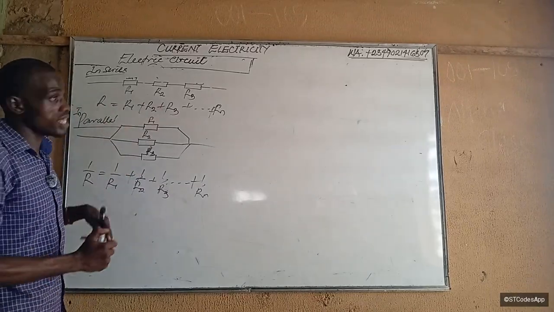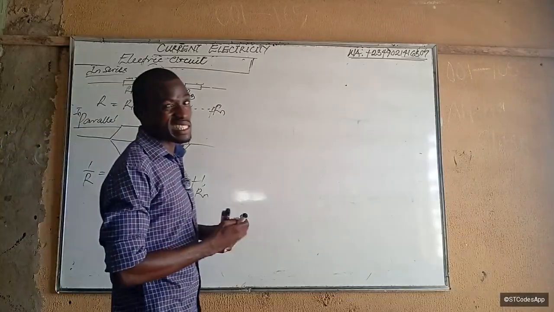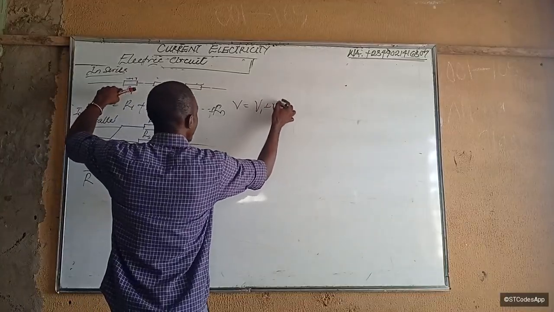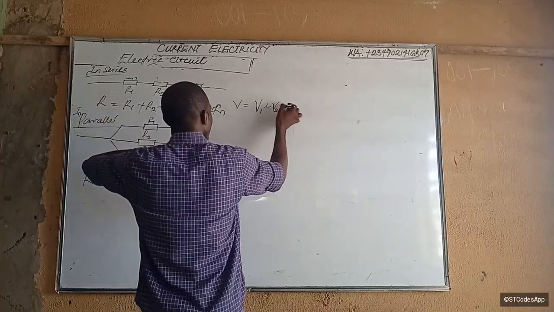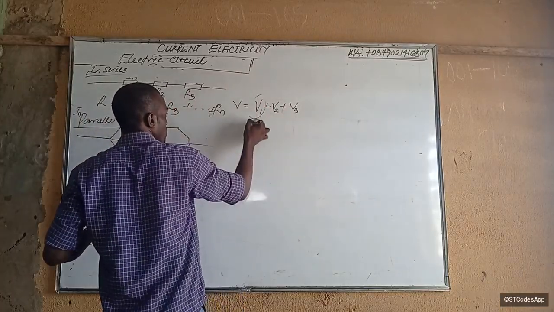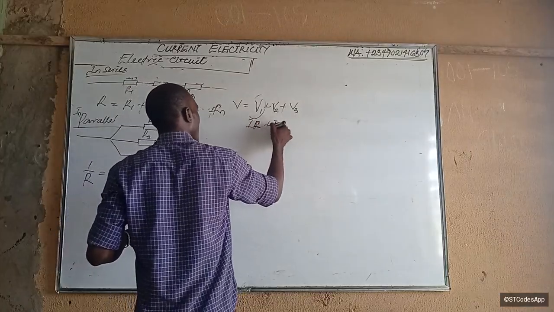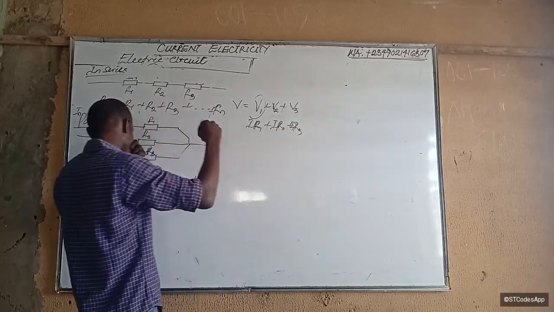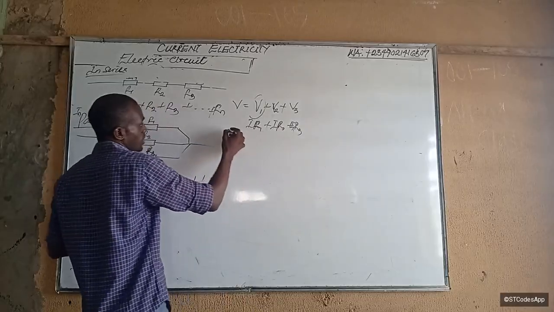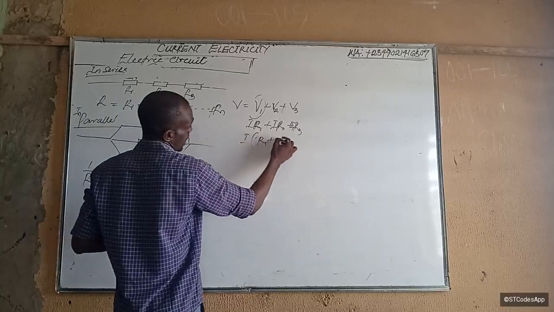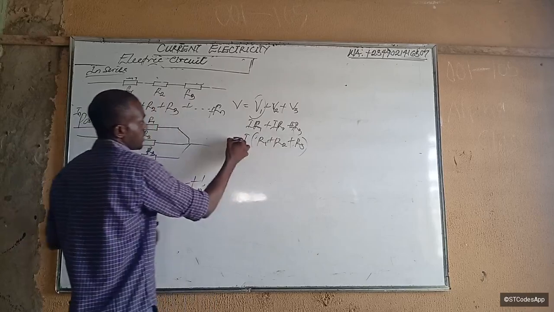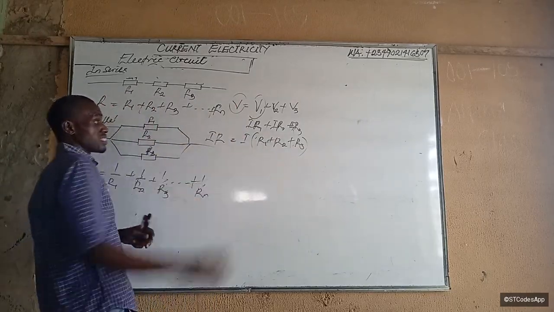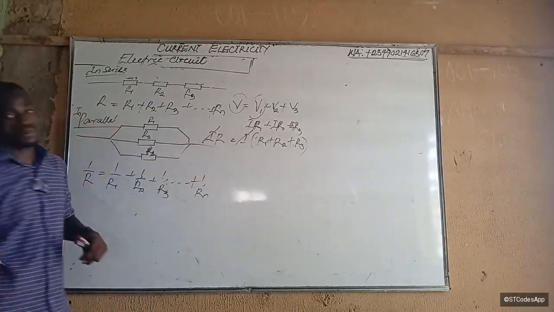I want to show you how this formula is gotten. The voltage through them is different, so the total voltage is the voltage through resistor 1, plus the voltage through resistor 2, plus the voltage through resistor 3. So the voltage is IR1 plus IR2 plus IR3. Since the current is the same, it is I into bracket R1 plus R2 plus R3. Given that the total voltage is the current times the total resistance, I cancels, and that's how the formula is gotten.